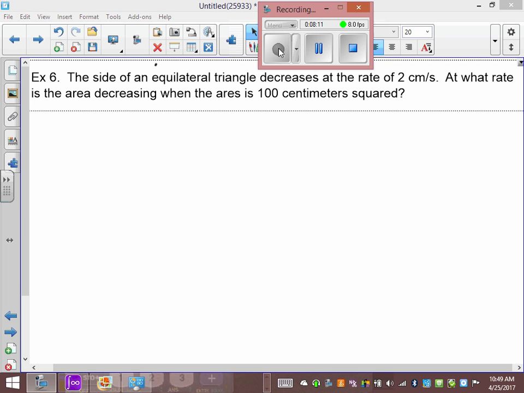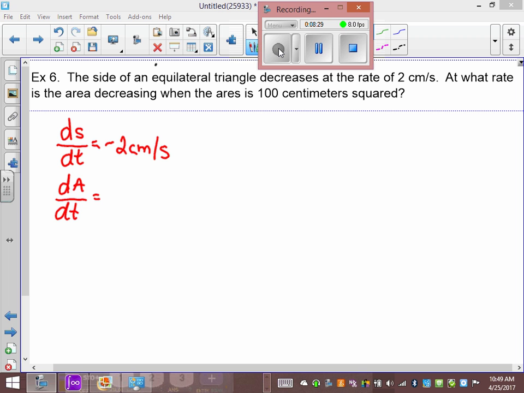All right. We have the side length of an equilateral triangle decreases at the rate of 2 centimeters. So we know that ds over dt equals negative 2 centimeters per second. We want dA over dt, right? Because they want to know the area decreasing. They give us the area.